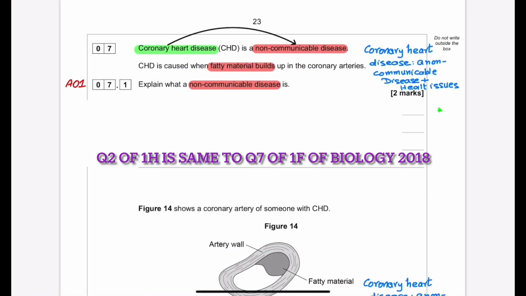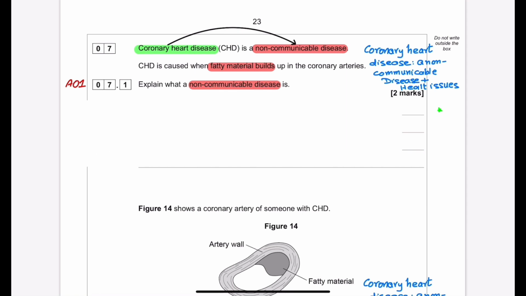Question number 7: Coronary Heart Disease, CHD, is a non-communicable disease. CHD is caused when fatty material builds up in the coronary arteries. So the question is taken from coronary heart disease, non-communicable diseases, and different health issues. The first part of question number 7 is an AO1 question. The student must have knowledge about non-communicable diseases. The question is: explain what a non-communicable disease is.